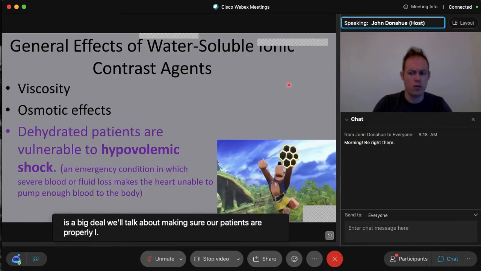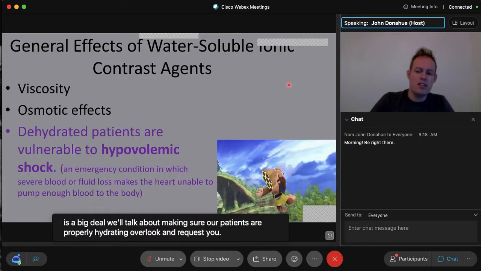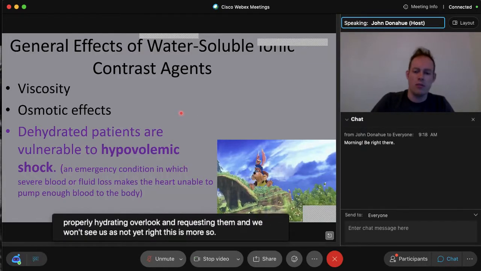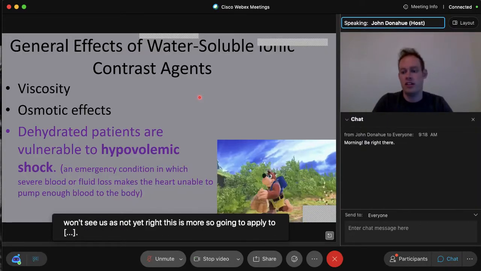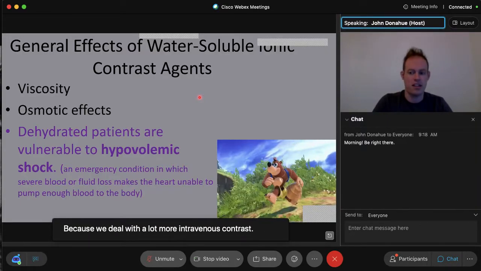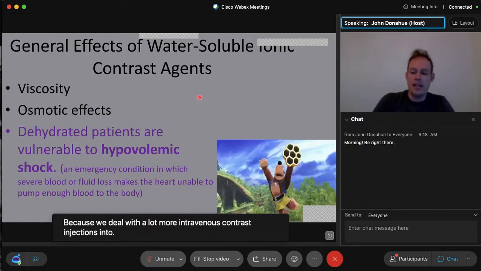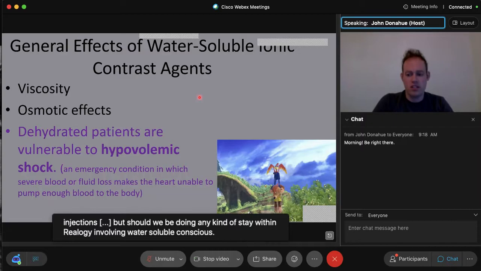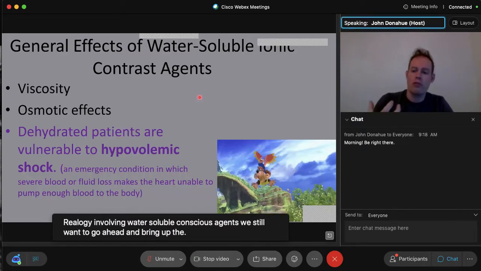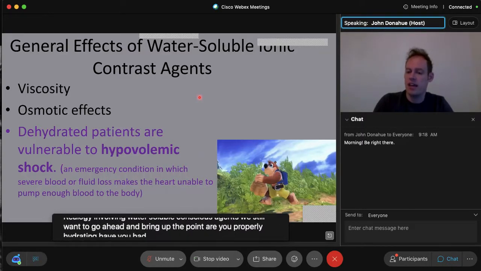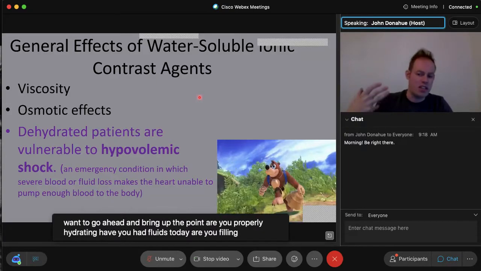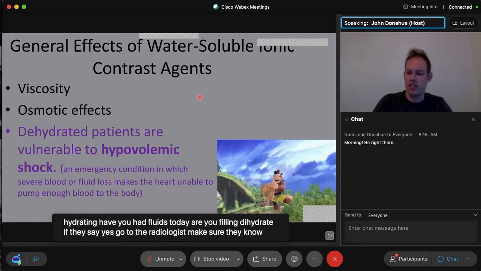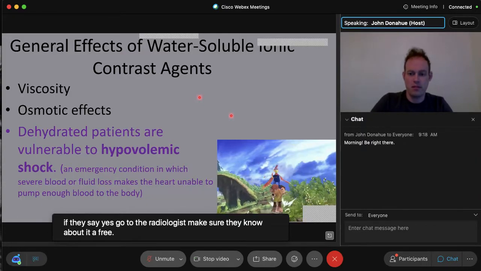It's not something to overlook when we're questioning them. Now, we won't see this as much. This is more so going to apply to CT and MRI, because we deal with a lot more intravenous contrast injections in CT and MRI. But should we be doing any kind of study within radiology involving water-soluble contrast agents, we still want to go ahead and bring up the point: are you properly hydrated? Have you had fluids today? Are you feeling dehydrated? If they say yes, go to the radiologist, make sure they know about it before you proceed with that exam.